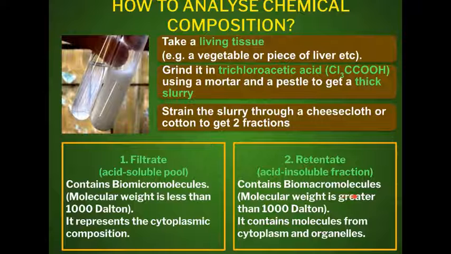The second one is the acid insoluble fraction. It contains biomolecules which weigh greater than 1000 Daltons. So we call them biomacromolecules. Macro is for greater than 1000 and micro is for the ones which weigh less than 1000. Right? This will have molecules from cytoplasm as well as different organelles which are present in the cell.